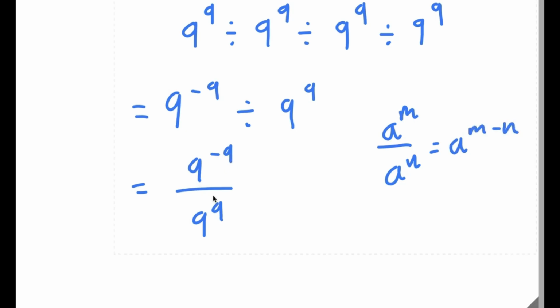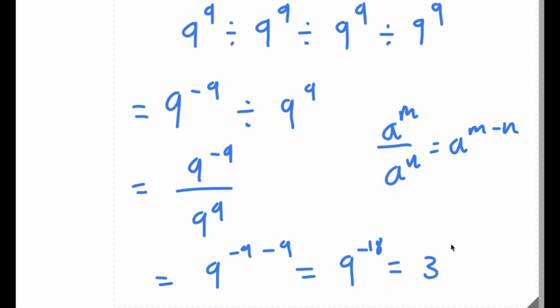So in this case, 9 to the power of negative 9 over 9 to the power of 9 is going to equal 9 to the power of negative 9 minus 9. And negative 9 minus 9 is simply equal to negative 18. So now I have 9 to the power of negative 18, which is equal to, well, 9 is the same thing as 3 squared. So I have 3 squared to the power of negative 18.